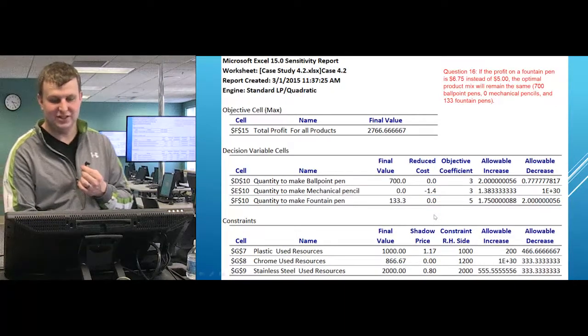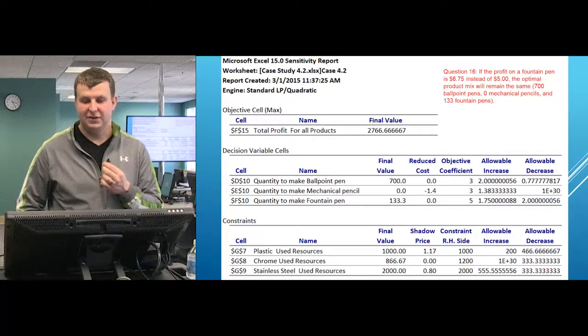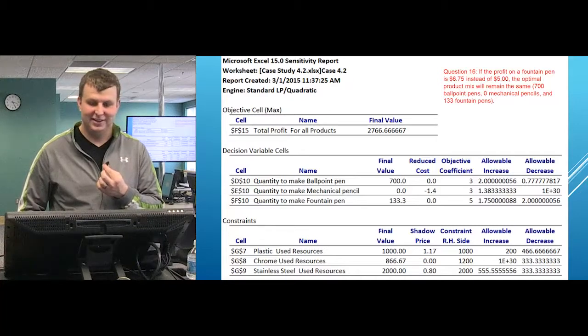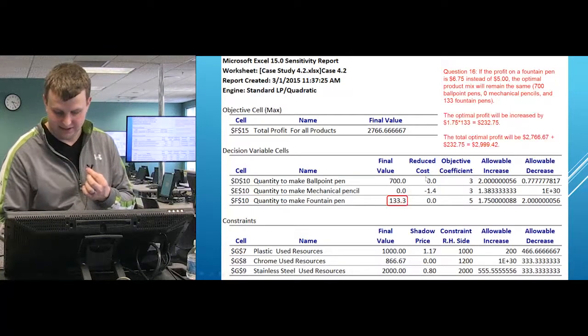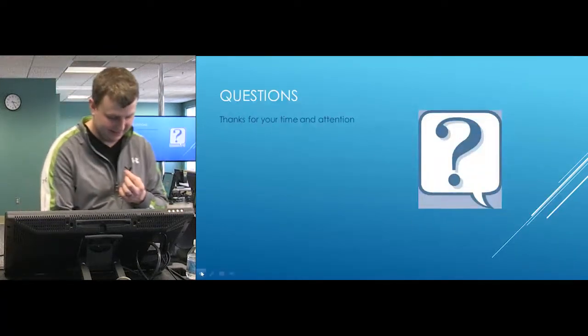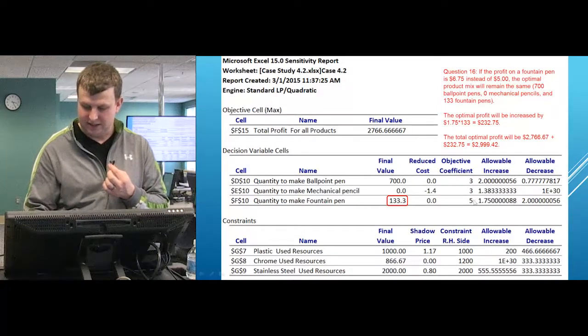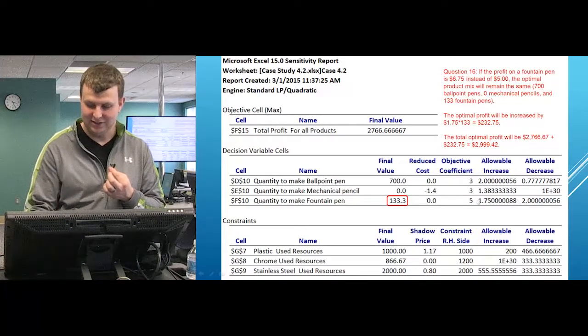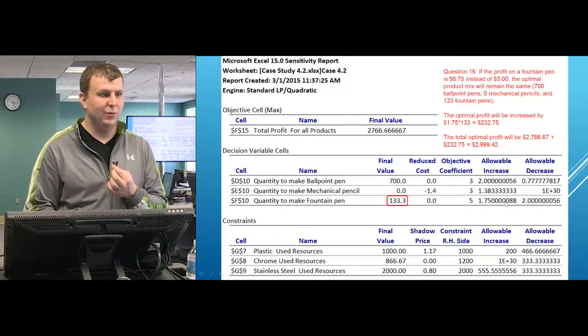And then question 16 says if the profit on a fountain pen is $6.75 instead of $5, what would happen? And since our allowable increase is slightly above this $1.75 increase, I mean, it's really, really close. What do you say? Yeah, I highlighted it. Okay. Whoops, sorry. It's this right here. I didn't highlight it, but it's really, really small, but it allows that increase of $1.75 here. So we're bumping up right on that edge.